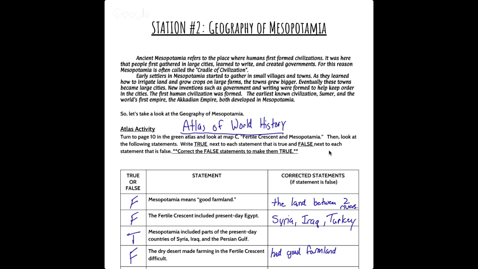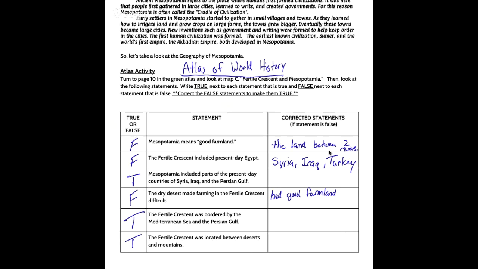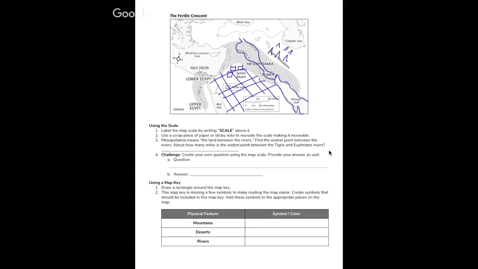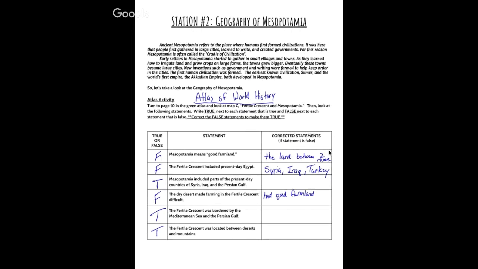At your second station, you used an atlas and you gathered some information about whether these statements were true or false, right? So we went through it and we found out that Mesopotamia included parts of present-day countries, Syria and Iraq and the Persian Gulf. We know that the Fertile Crescent was bordered by the Mediterranean Sea and the Persian Gulf, and that the Fertile Crescent was located between deserts and mountains, the Zagros Mountains and the, which one was it? The Syrian Desert, okay?